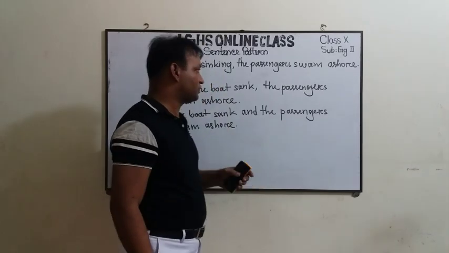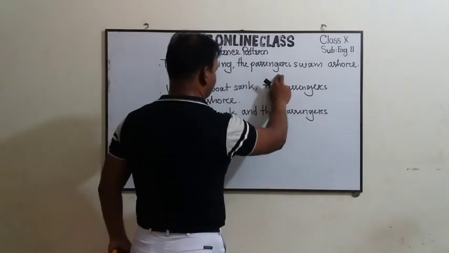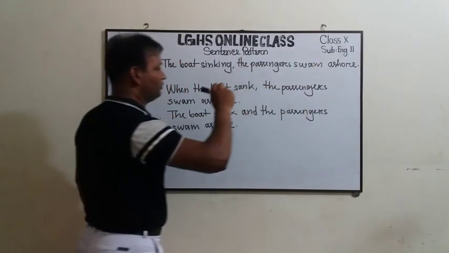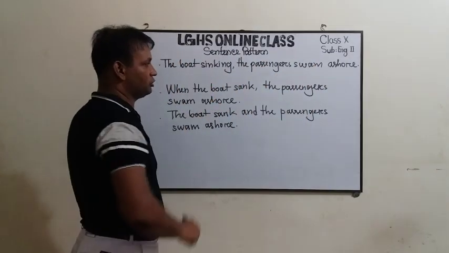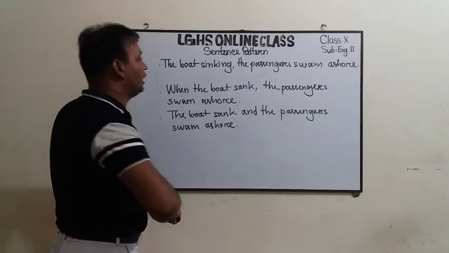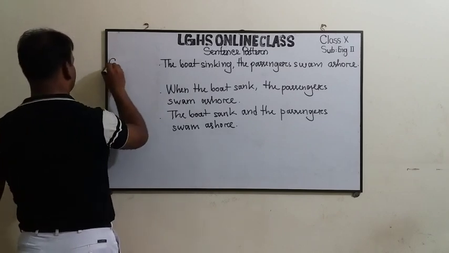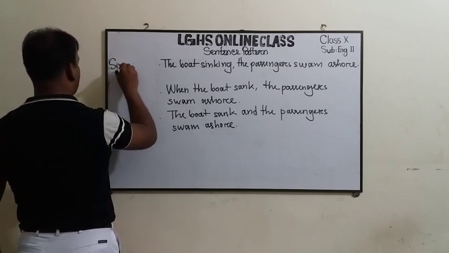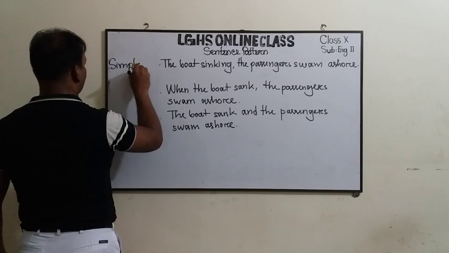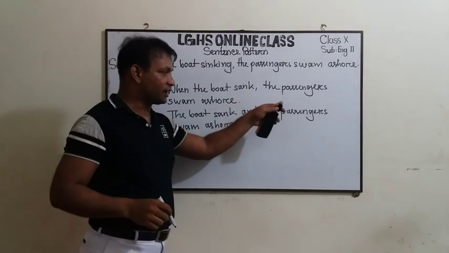Look at the first sentence. In this sentence, there is only one subject along with a finite verb, and there is no use of conjunction in this sentence. So, this type of sentence is called a simple sentence. Now, look at the second sentence.